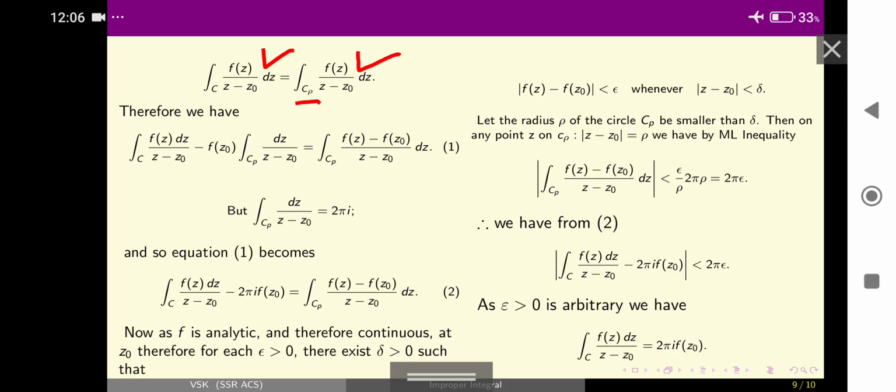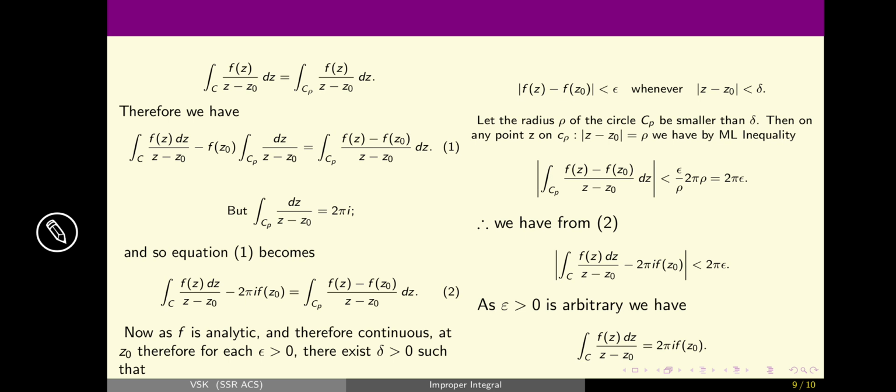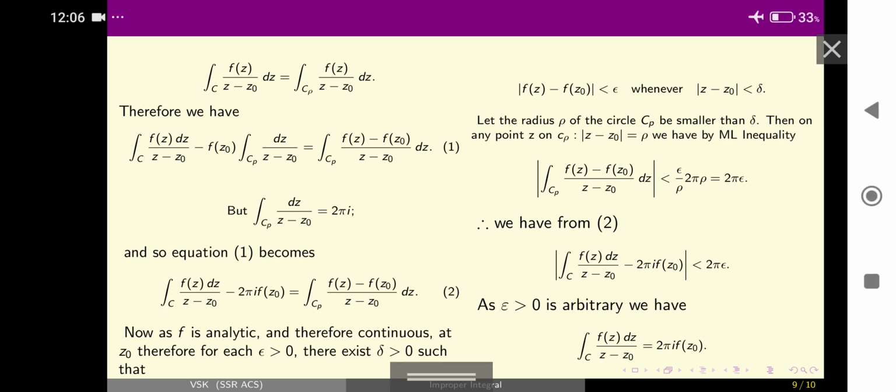Therefore, we find that the integration over C of f z dz upon z minus z naught, minus f z naught times the integration over C rho of dz upon z minus z naught, will be equal to the integration over C rho of f z minus f z naught upon z minus z naught dz. But the integration of dz upon z minus z naught over C rho is equal to 2 pi I, which we have seen in the last slide, and so equation number 1 becomes the integration over C of f z dz upon z minus z naught minus 2 pi I f z naught is equal to the integration of f z minus f z naught upon z minus z naught over C rho dz.